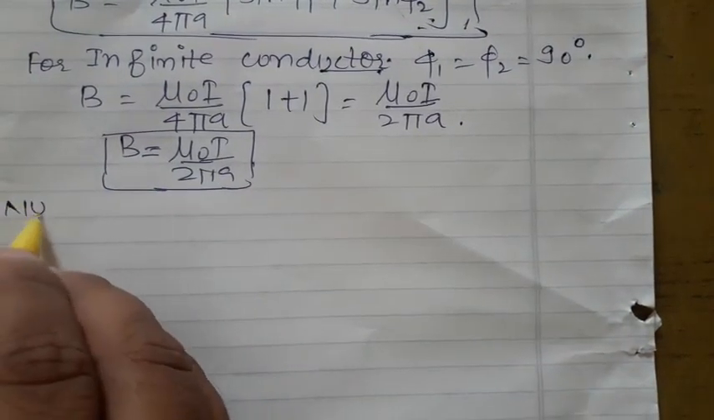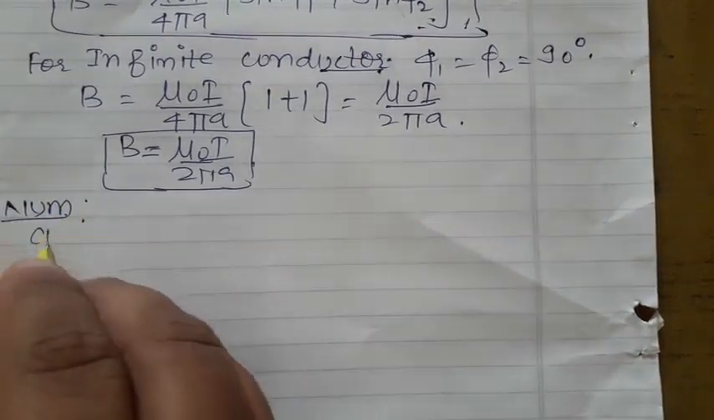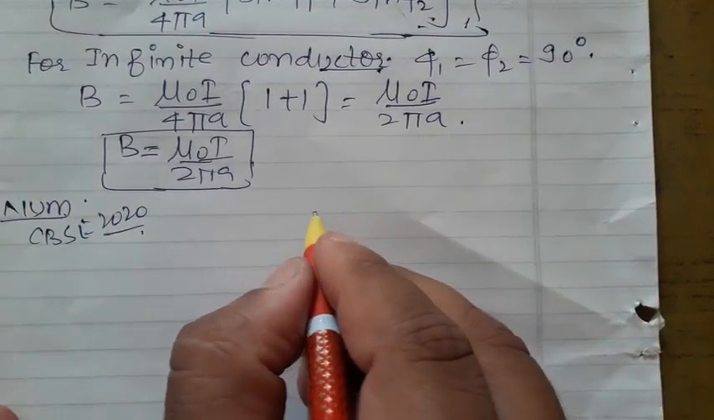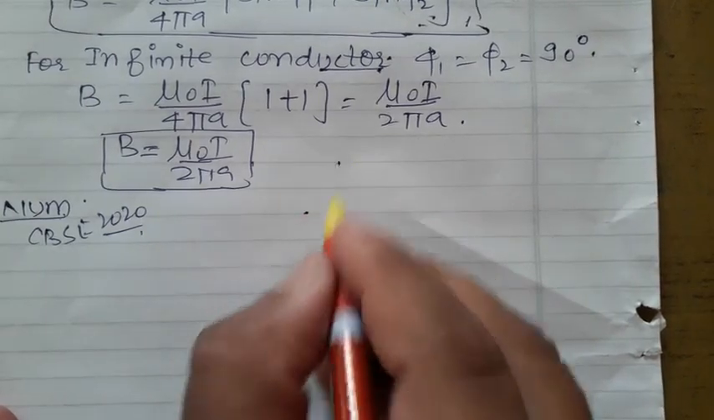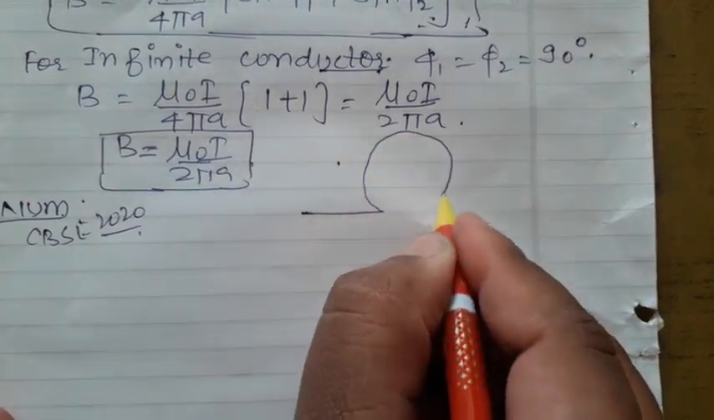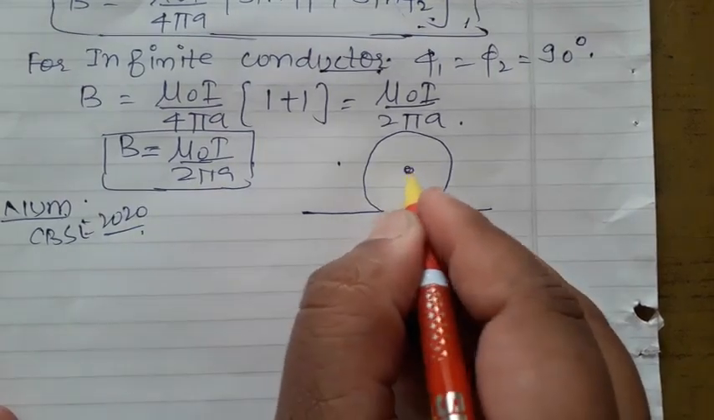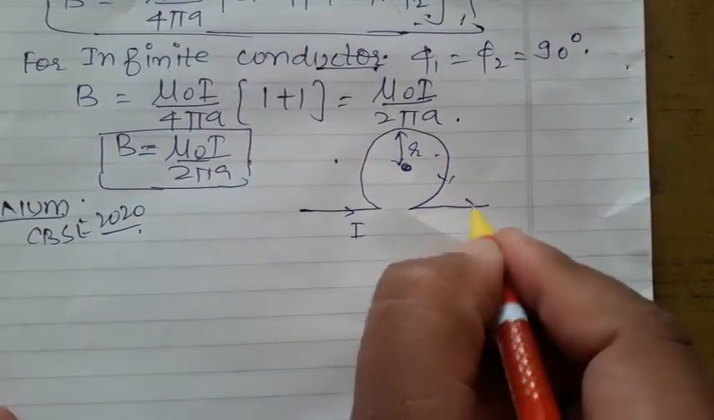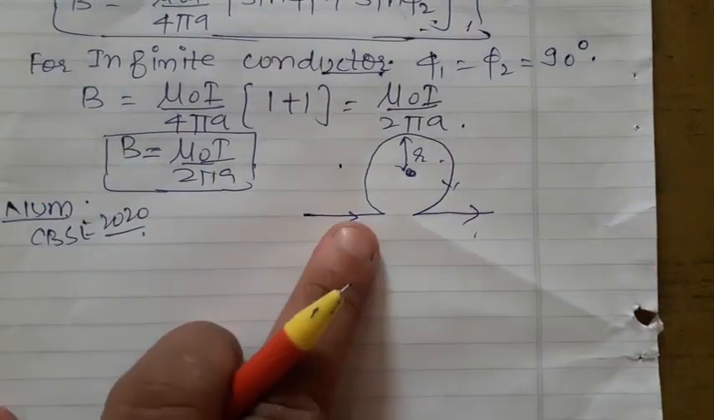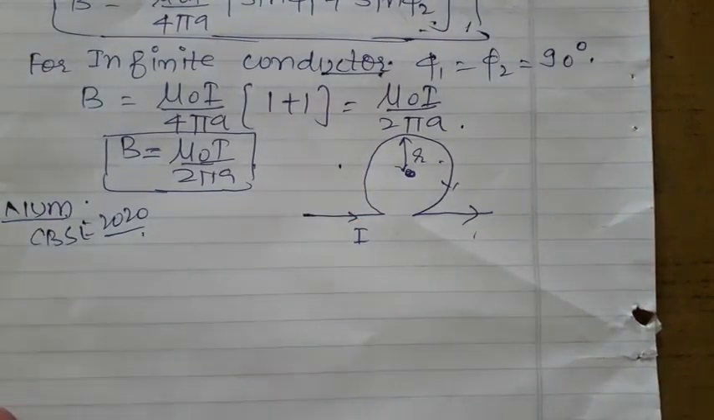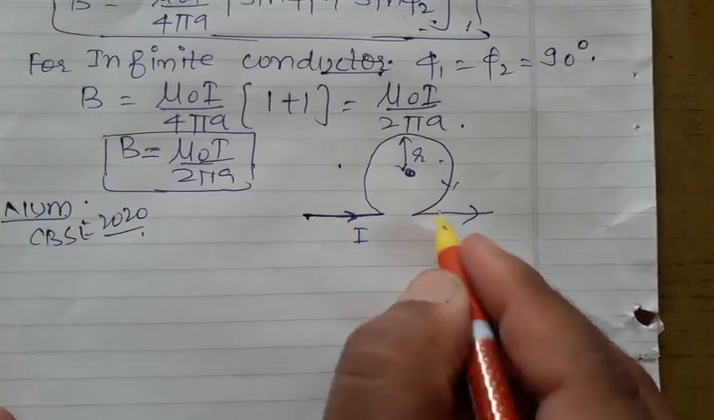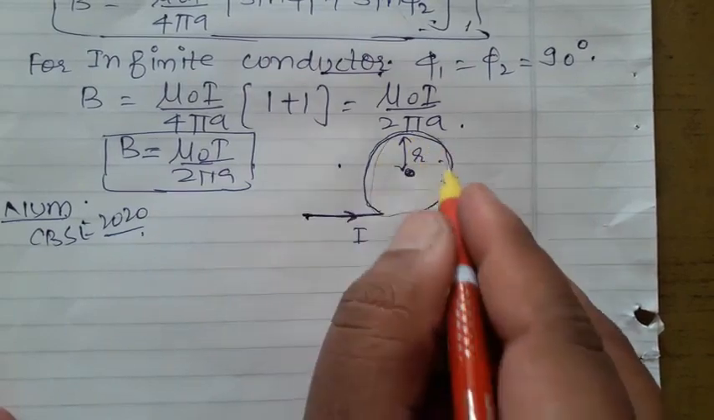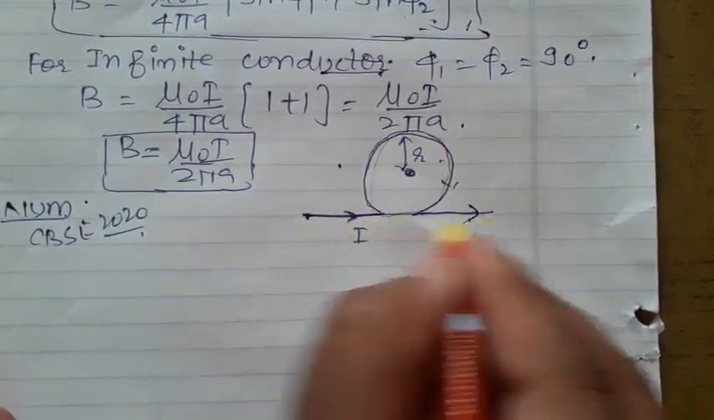Now I discuss a simple numerical based on this. This numerical was in CBSE 2020 this year. The numerical was like this. Find the magnetic field at this point if it carries the current and the radius is r, like this. Find the magnitude of the magnetic field at this point. Now there will be two magnetic fields at this point. One magnetic field, two parts. One magnetic field is due to this circular part. Second, this is due to the infinite conductor.